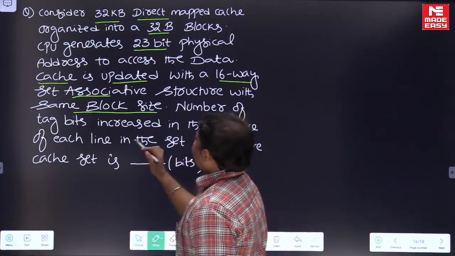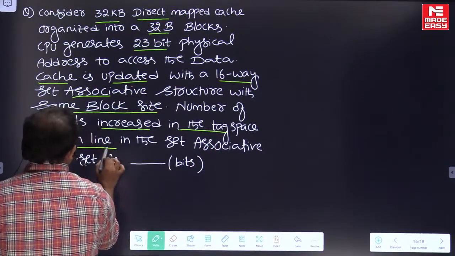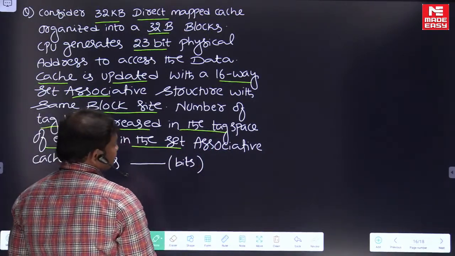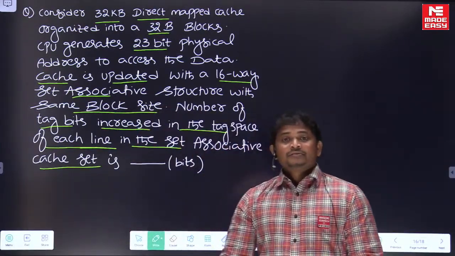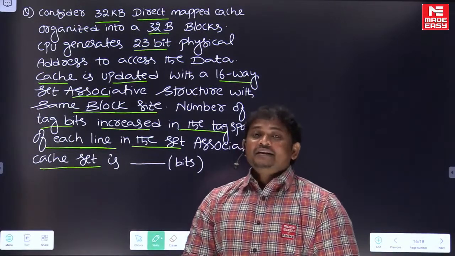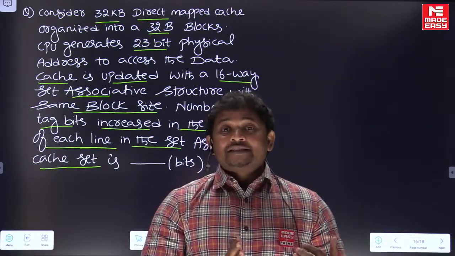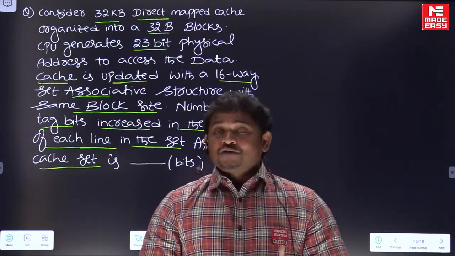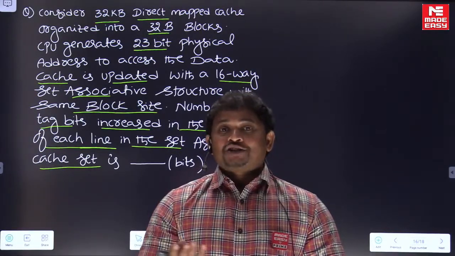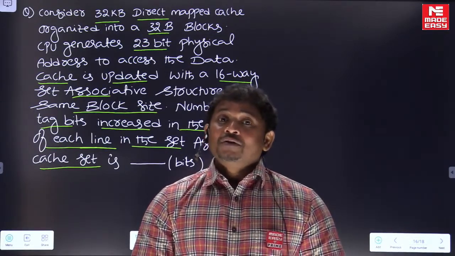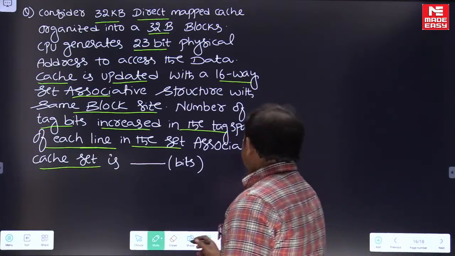The number of tag bits increases in the tag space of each line in the set. We need to identify how many tag bits are required in the tag space of a direct cache and how many in a set associative cache. Then compare them, and you can understand how many extra bits are required in the set associative cache tag space.